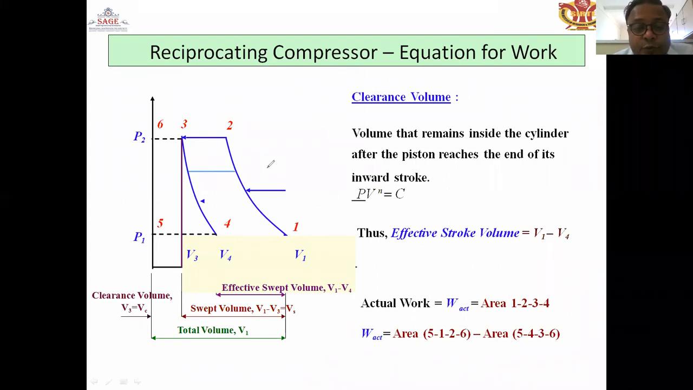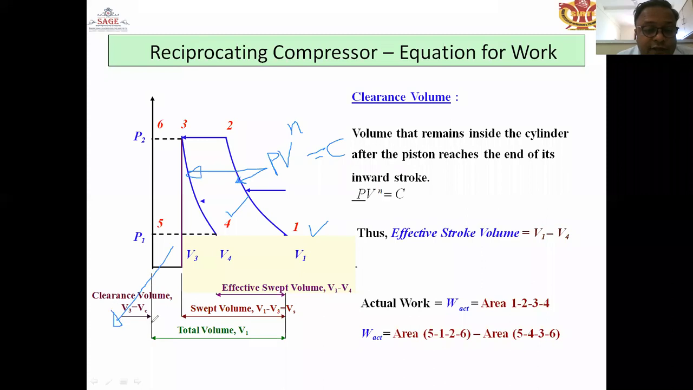These two processes, compression and expansion, both follow PV to the power n is equal to C. There is a volume V1, and after the compression, volume V2 is less than V1. After the delivery, volume V3 is smaller compared to V2, and after that the volume increases because of the expansion process. So this is called the clearance volume.